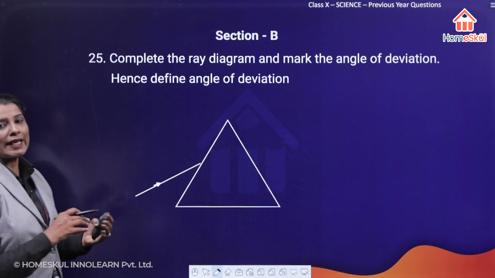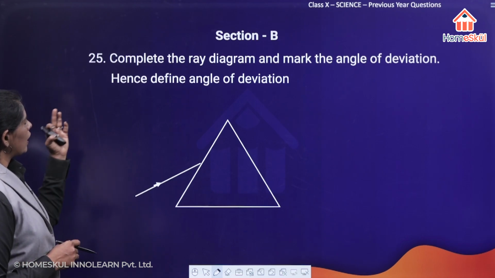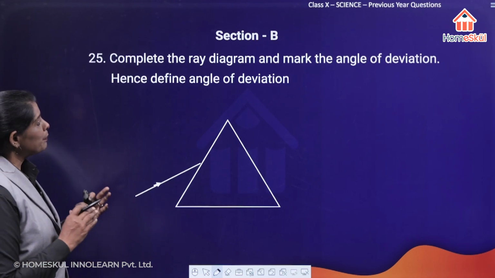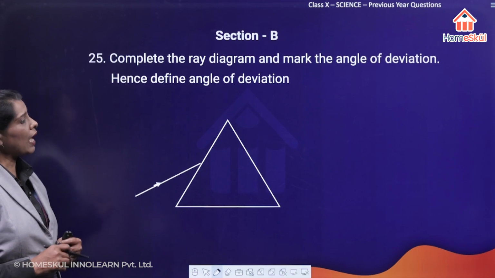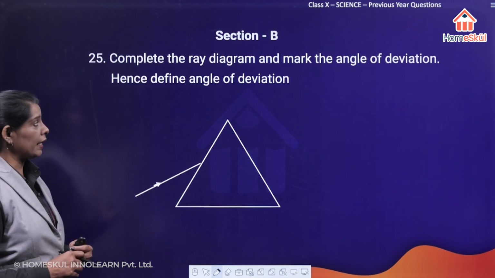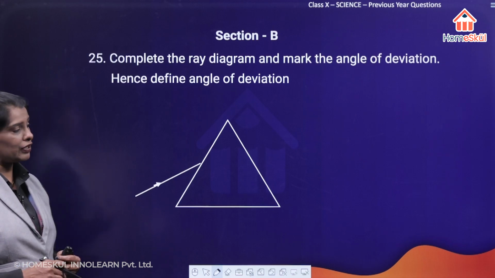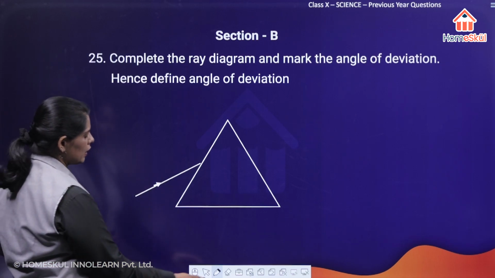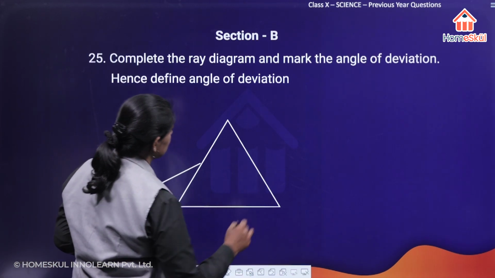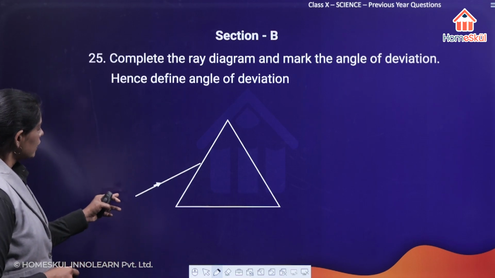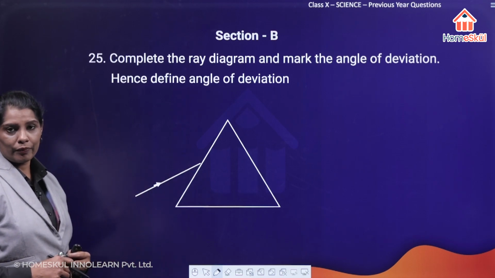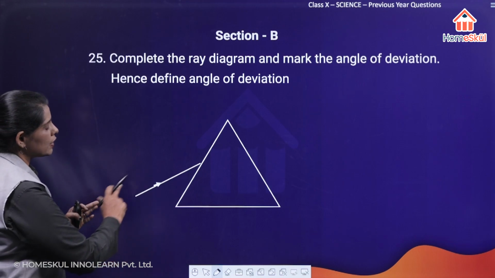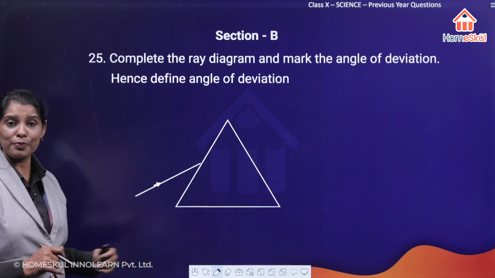So we come to section B, question number 25. Complete the ray diagram and mark the angle of deviation and hence define the angle of deviation. So here you can see we are given a prism, and the incident ray is shown here. Now what will happen to this incident ray as it passes through the prism?